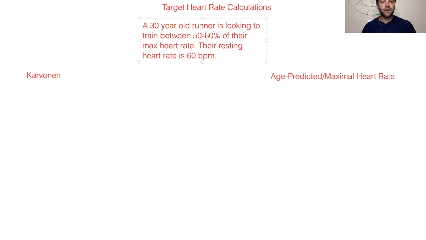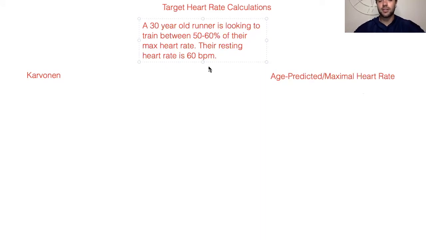The question we have here is that we have a 30-year-old runner looking to train between 50 to 60% of their max heart rate. Their resting heart rate is 60 beats per minute. So when we solve for Karvonen, we would need that resting heart rate number. When we solve for age predicted max heart rate, we do not need that.